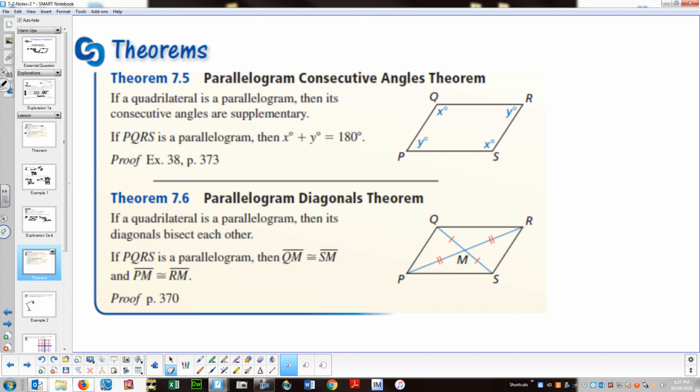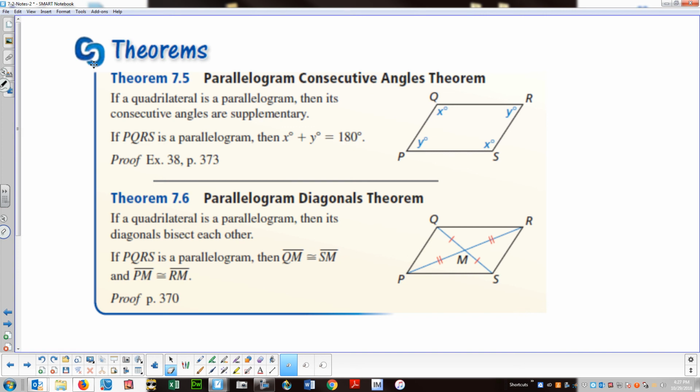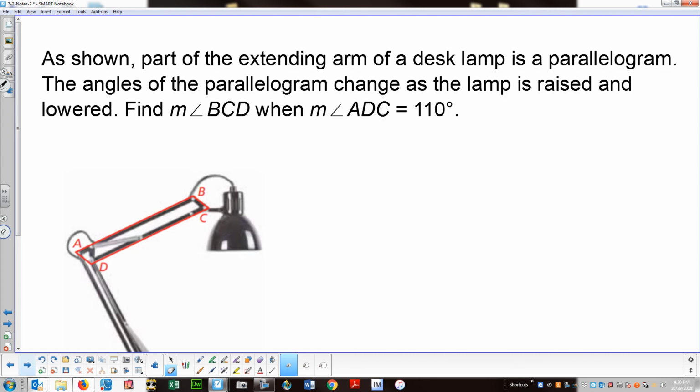So at the bottom of that page there's our theorems. Okay? Consecutive angle theorem. These angles add up to 180. They're consecutive. So the word we're using is consecutive. Like when you go around one after the other, those are consecutive angles. One comes after the other. Okay, and they add up to 180. All right? And then we just said the diagonals bisect each other. That's the key. Okay?